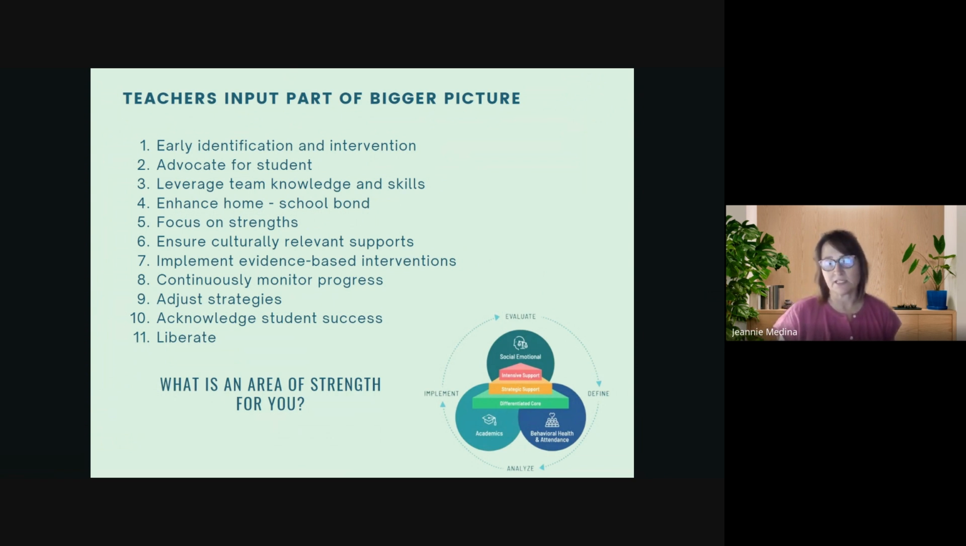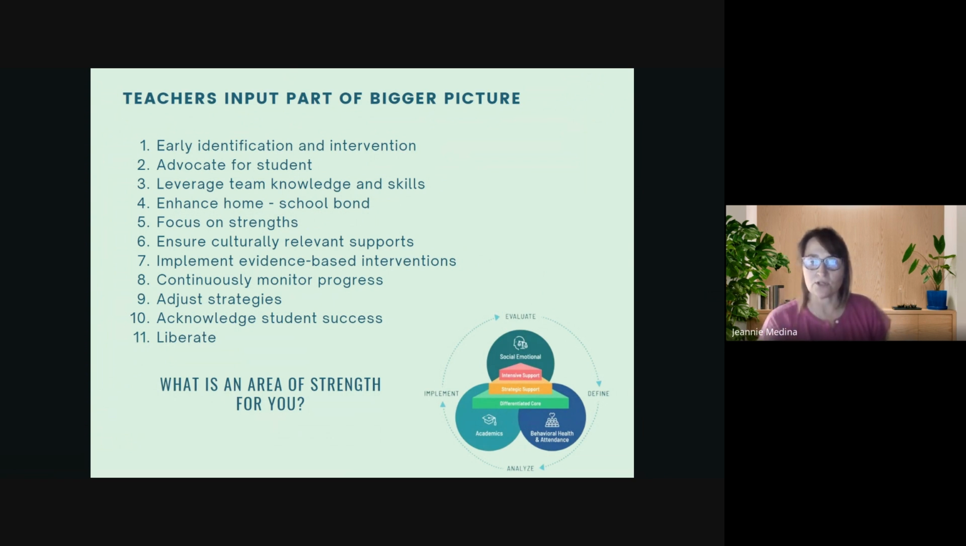Then we continuously monitor the progress. We don't monitor the progress for one day, for 1 week, but we continue as long as that student's case remains active. We are committed to adjusting our strategies when we find that they are not working for us.